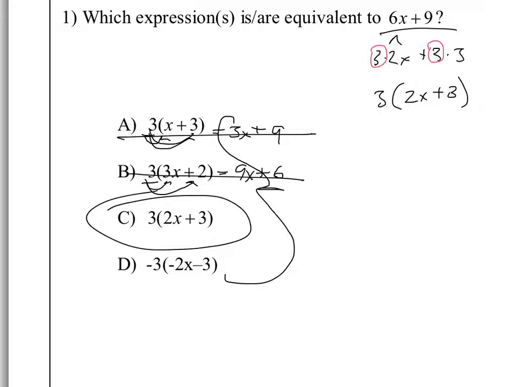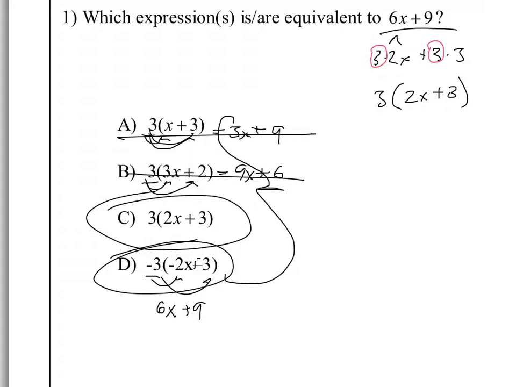Now this one down here, in order to do the distribution, we're going to have to change this to an addition. So I added the opposite there. Now I can distribute in. That's going to give me negative 3 times negative 2x, so a negative times a negative is a positive 6x, plus a negative times a negative is a positive 9. And sure enough, we see that this actually also gives us the same answer. So we have two correct answers on this problem.